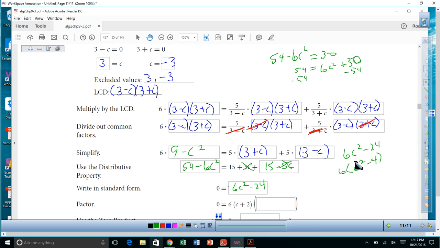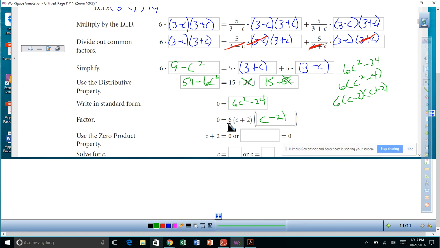And then c squared minus 4, that can be factored. So it becomes 6 times c minus 2, and then c plus 2. And then we got to set each of these equal to 0. So you got c plus 2 equals 0, and c minus 2 equals 0. Subtract 2 from both sides. You got negative 2 and positive 2.